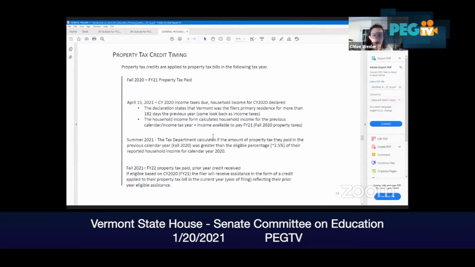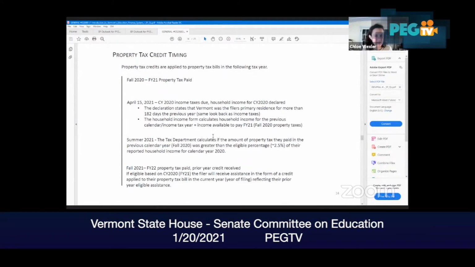And so they are then able to perform the calculation to determine what was the maximum property tax that I was eligible to pay at that time. So, let's say I paid $5,000 in property taxes, but then when I file in April, it says, oh, Chloe, she was only eligible to pay $3,000 based on her household income. That means that the state owes her a credit of $2,000. That's the difference between what I was eligible to pay and what I paid. And I will receive that credit in the fall of the next year on my next property tax bill.